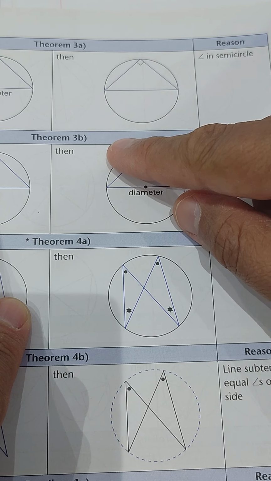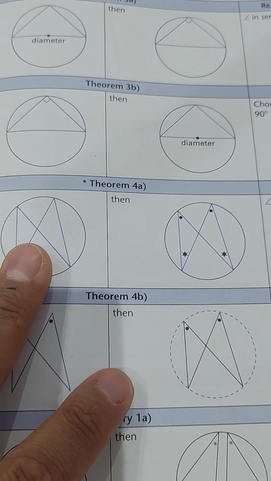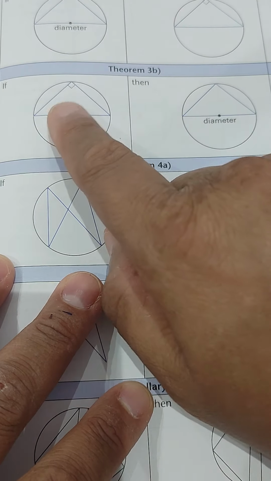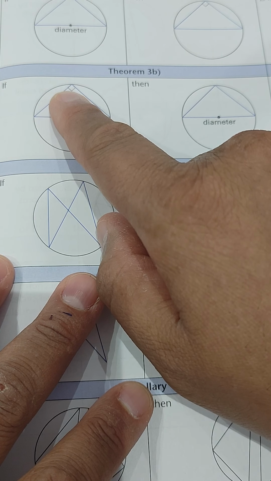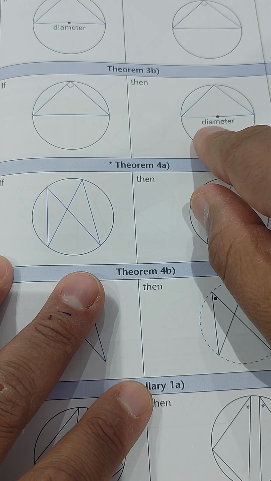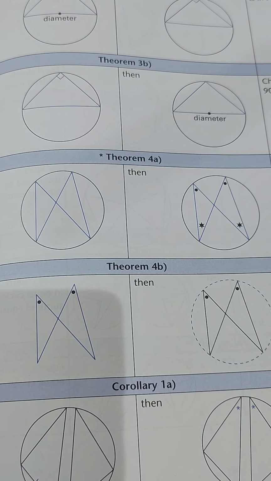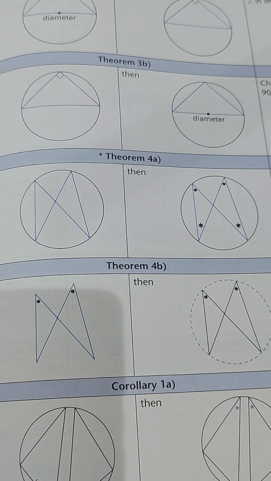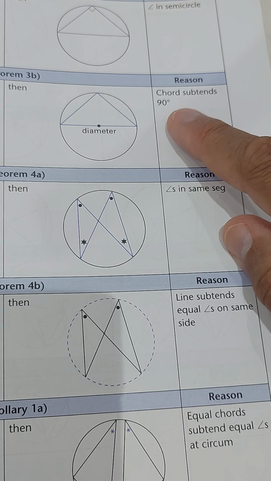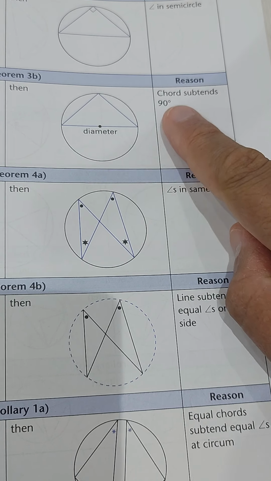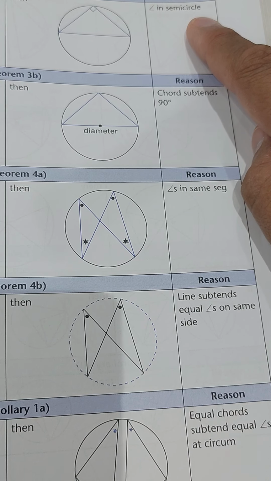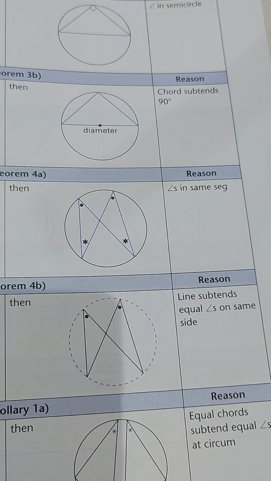Now theorem 3b, which is the converse. Now the converse is basically the reverse. So the reverse of 3a is basically 3b. If that angle there, the angle at circumference, if a chord subtends 90 degrees at the circumference, then this chord has to be a diameter. One of two things I can write there is either I can write it's the converse of angles in a semicircle, or I can write chord subtends 90 degrees. Any one of those two reasons. So it's either chord subtends 90 degrees, or I can write converse of angle in the same segment, which is the reverse of angles in the same segment. Okay.